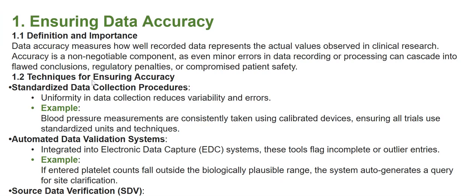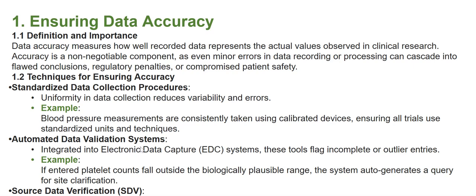Techniques for ensuring accuracy. Standardized data collection procedures: uniformity in data collection reduces variability and errors. Example: blood pressure measurements are consistently taken using calibrated devices, ensuring all trials use standardized units and techniques.